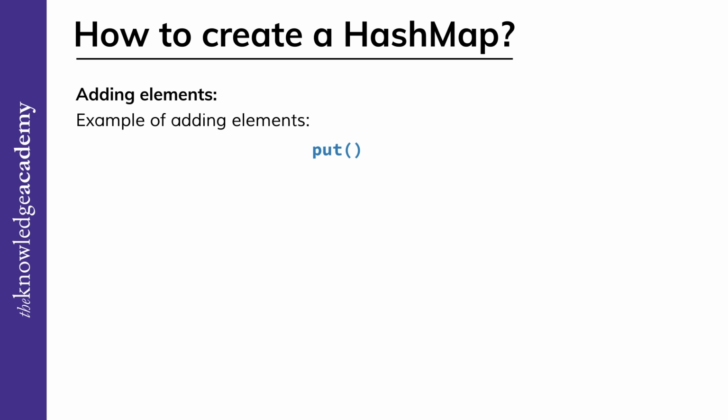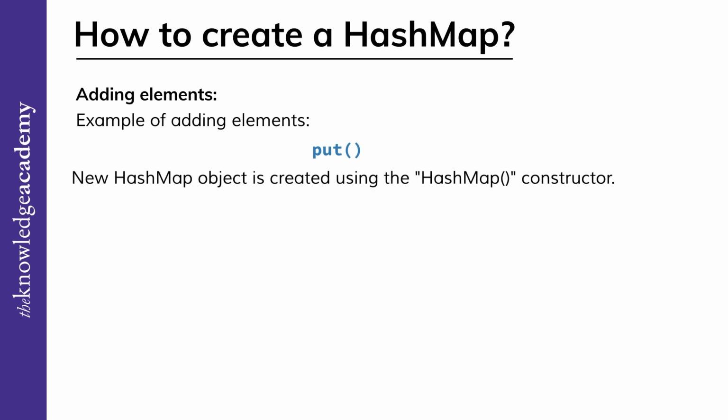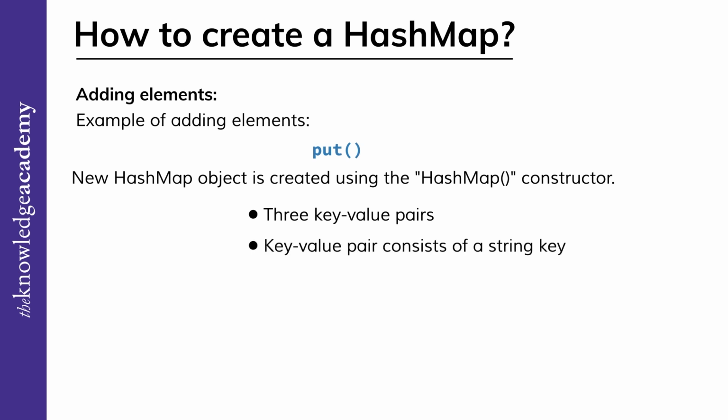Within the main method, we see that a new HashMap object is created using the HashMap constructor. This constructor creates a new empty HashMap object. Next, we see that three key-value pairs are added to the HashMap using the put method. Each key-value pair consists of a string key, for example apple, and an integer value, for example 1. Finally, we see that the contents of the hash map are printed out using the println method. This will output the entire contents of the hash map to the console.